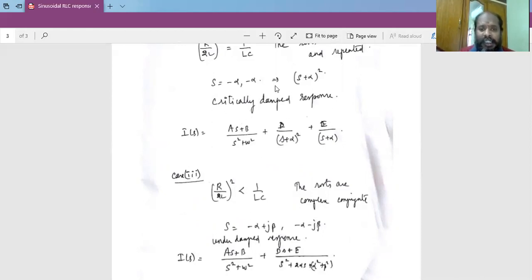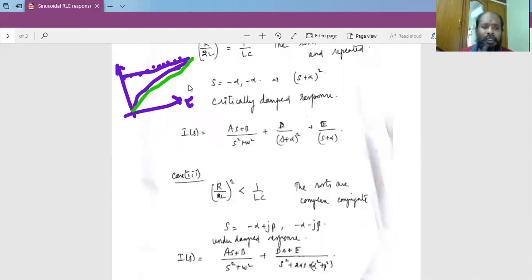And this is called the critically damped response. Critically damped response. It is again a sluggish response. If you draw the response between t and I of t, it will be very sluggish actually. If you say this is the actual value where it has to end, this response will be very sluggish. And this is for critically damped. And if you go for over damped, it will be even further sluggish actually. It will take a long time to settle down.